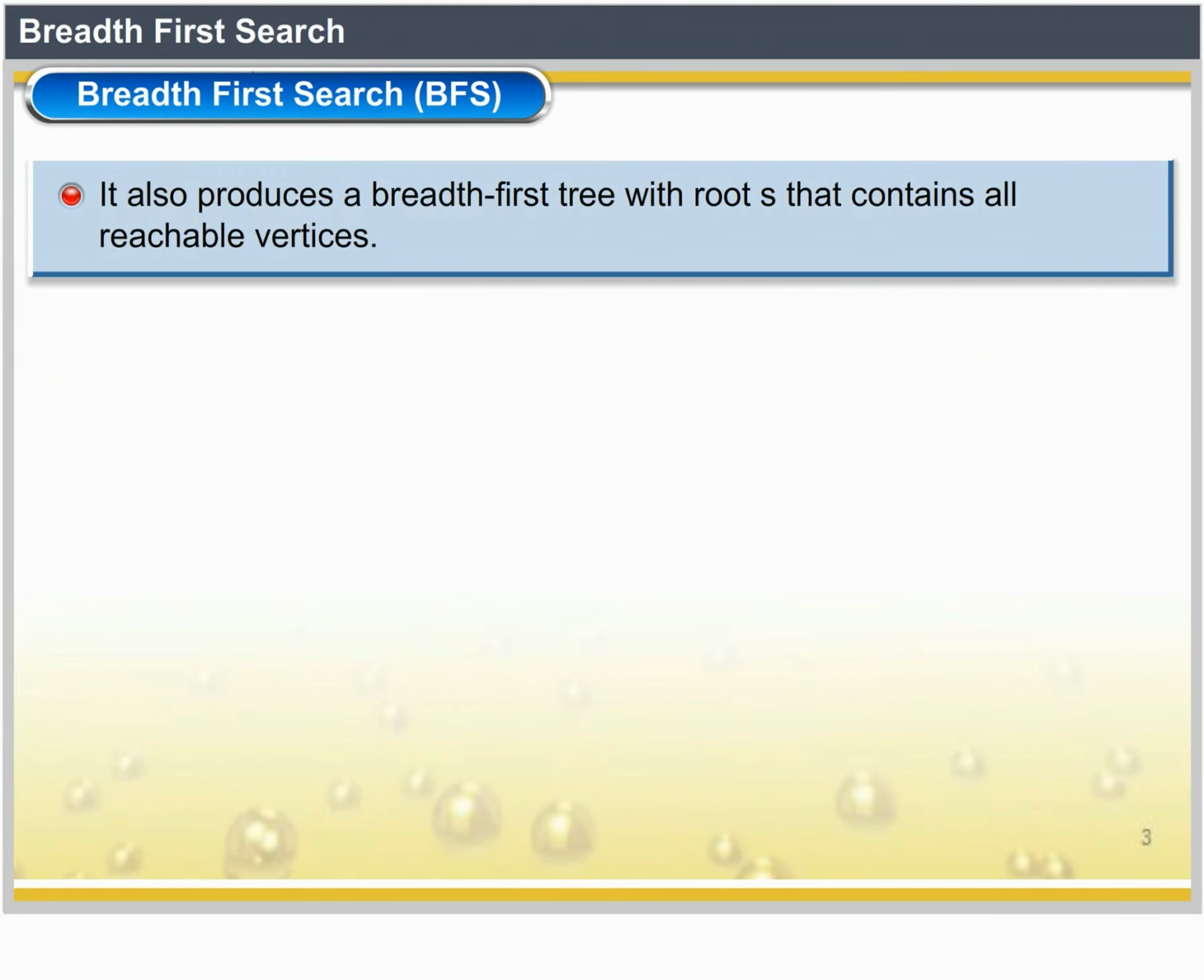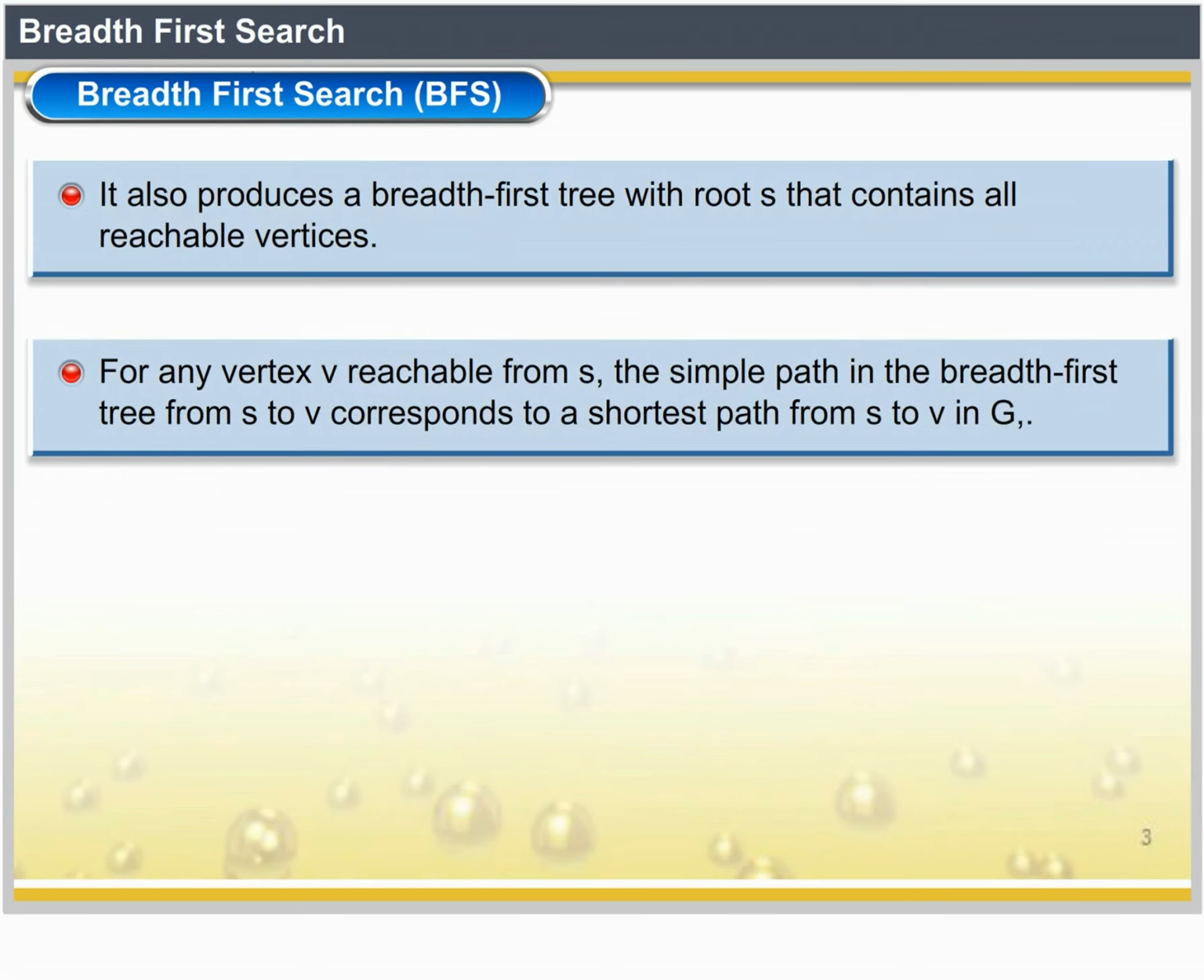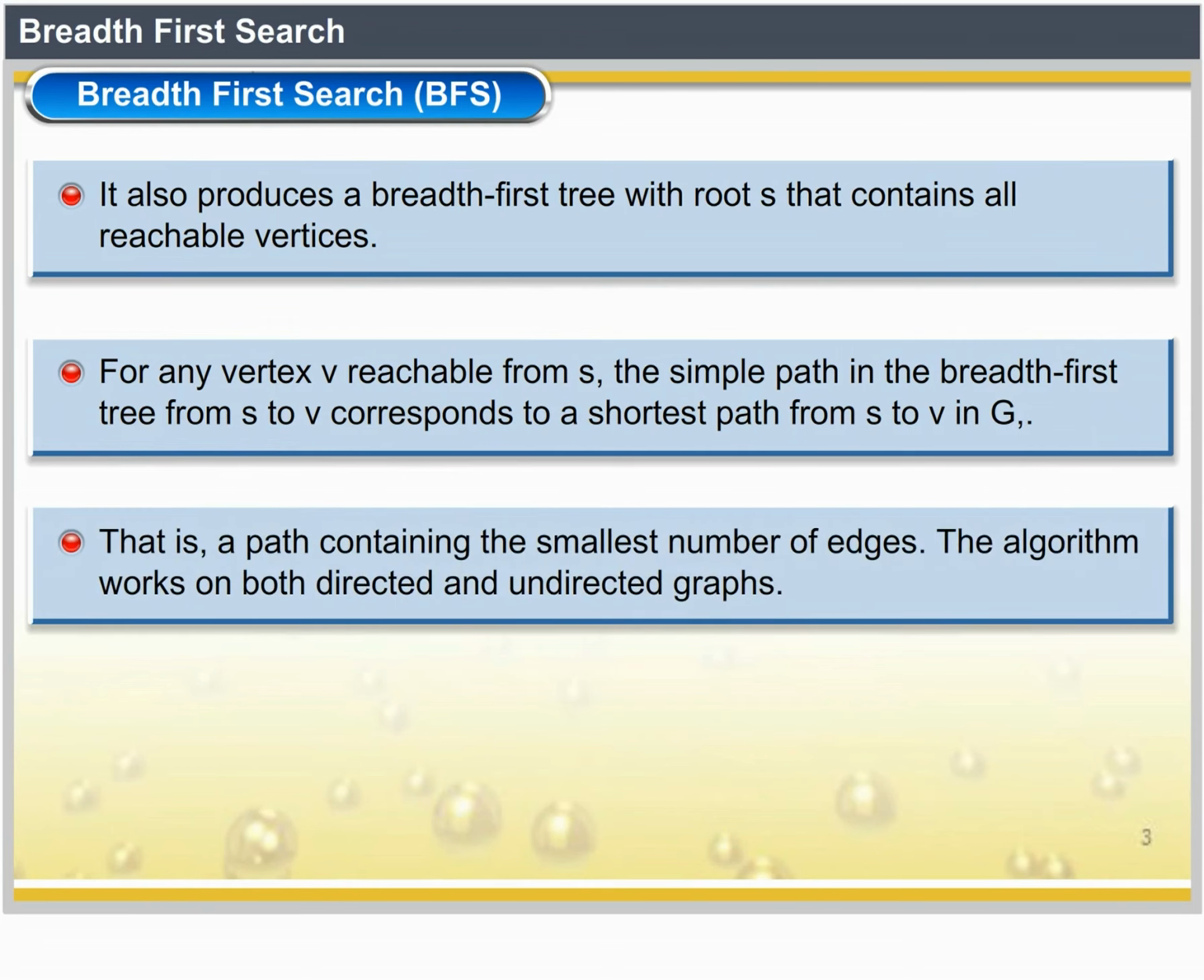It also produces a breadth first tree with root S that contains all reachable vertices. For any vertex V reachable from S, the simple path in the breadth first tree from S to V corresponds to a shortest path from S to V in G. That is, a path containing the smallest number of edges. The algorithm works on both directed and undirected graphs.